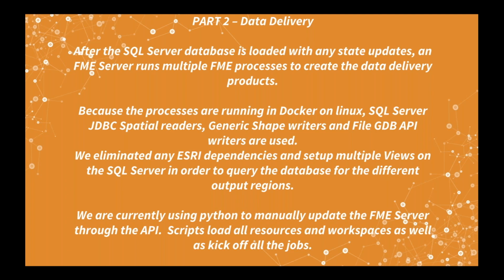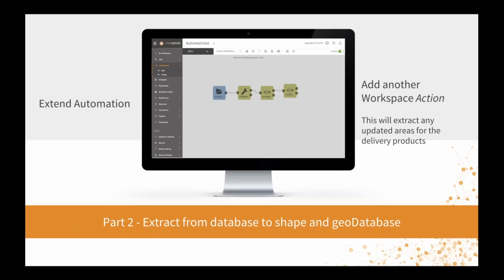And then what they're doing is using Python to manually update FME Server through the API. And then they've got some scripts that will load all of the resources and workspaces, as well as kick off all the jobs. So for this part here, what I did, simplifying it down a little bit, was extended this automation and added another workspace action at the end of it.